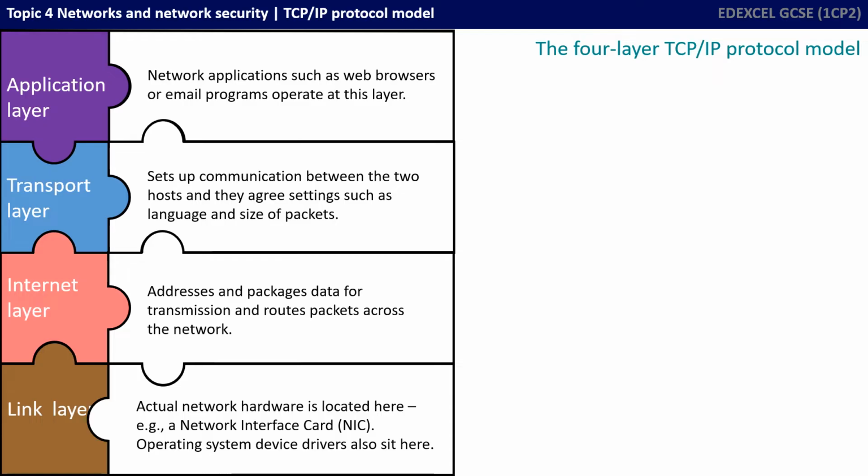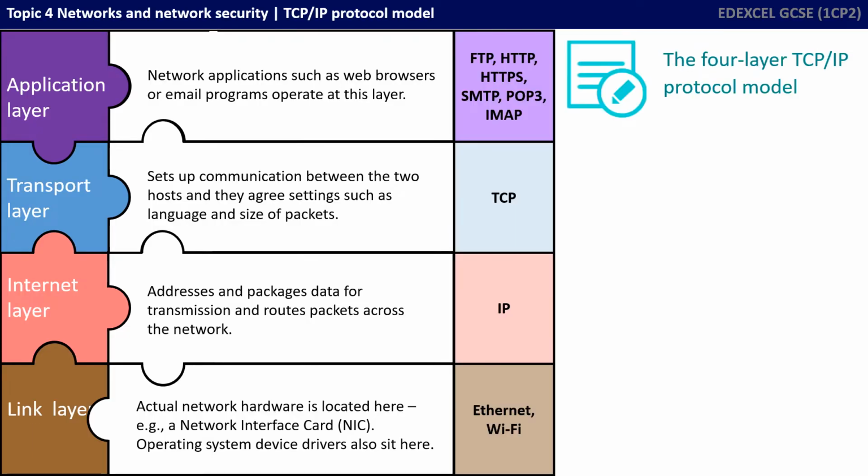And finally, we have the rules regulating what we call the link layer, and this is the actual network hardware. So here we have things like the network interface card. The operating system and various device drivers also operate down at this level.